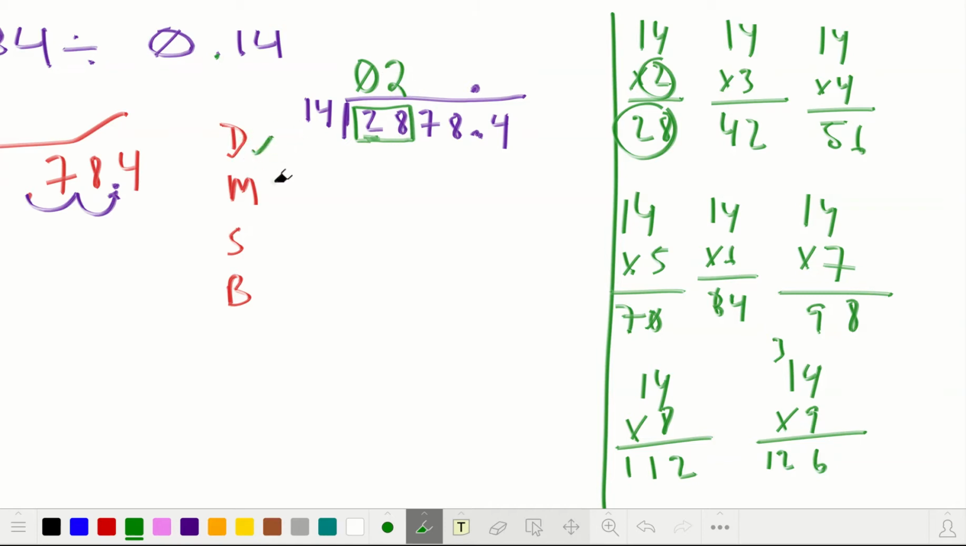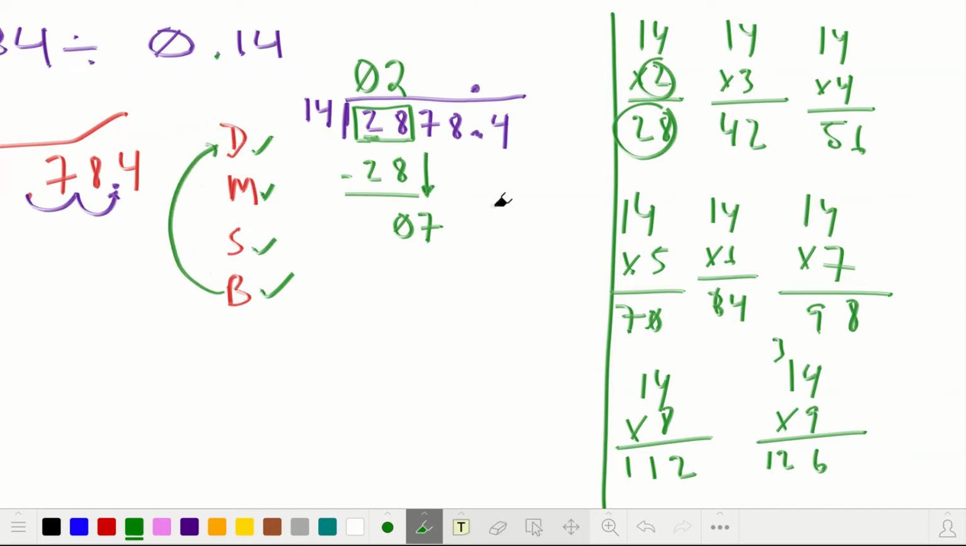That was division. Now I'm going to go ahead and multiply. 2 times 14 is 28. Then I'm going to subtract. 28 minus 28 is 0. And then I'm going to bring down, okay, I'm going to bring down this 7. Now, I have a 7 right here. I'm going to have to go back to division.